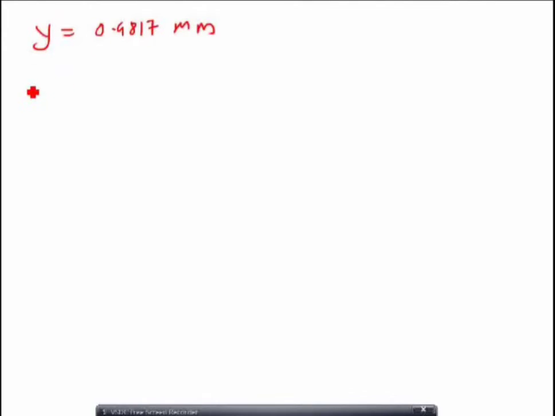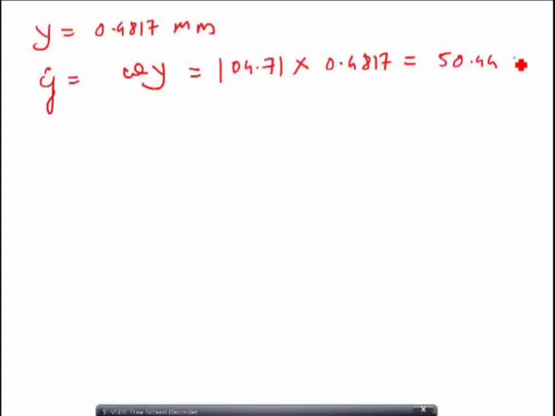Now you can easily calculate the velocity, that is y dot is equal to omega into y. What is omega? 104.71 into what is y? 0.4817. I am getting this answer as 50.44. Velocity's unit is mm per second. And similarly, let us calculate y double dot. What is y double dot?